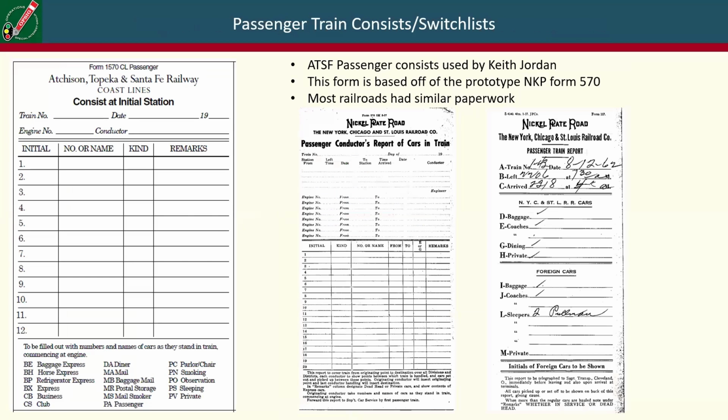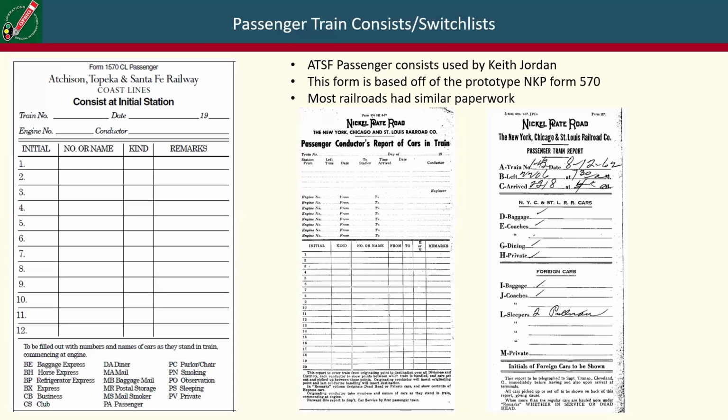These are just some more ideas of consists and switch lists. These are the ones that Keith Jordan used on his layout. So he based these off of prototype Nickel Plate paperwork, which he has. And if you go on eBay, many other railroads used very similar paperwork to this. It doesn't have to be Nickel Plate, but basically Keith combined these two forms into the form you see on the left, which is used for the coach yard and also for the conductor of the train himself.